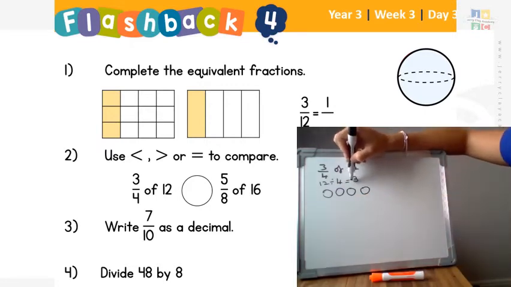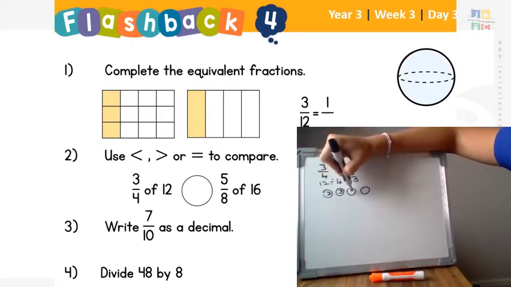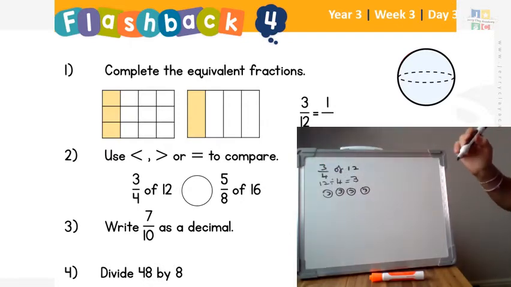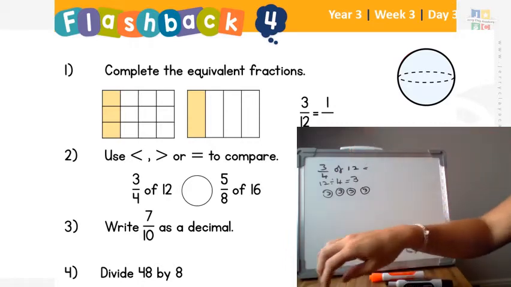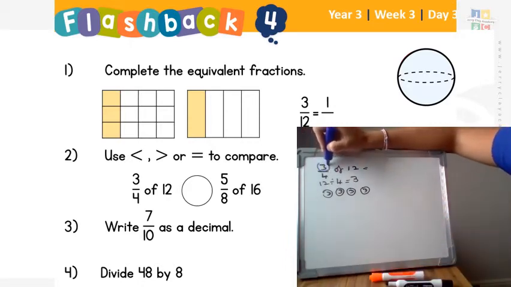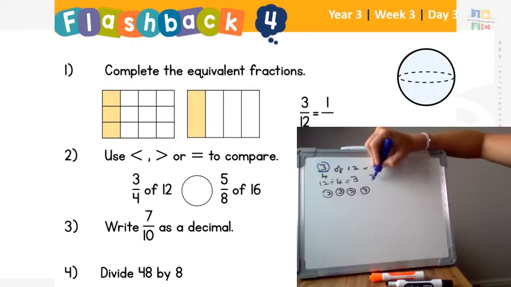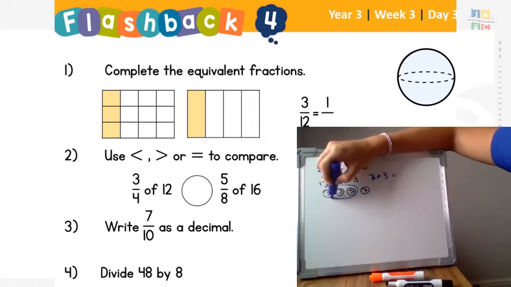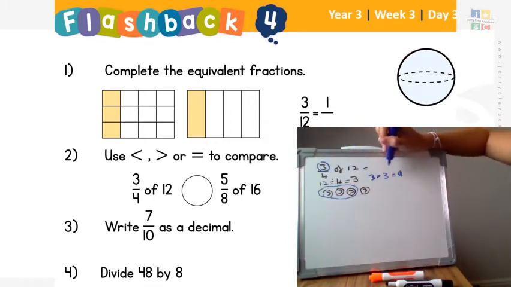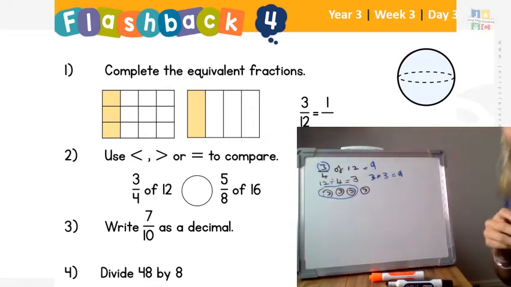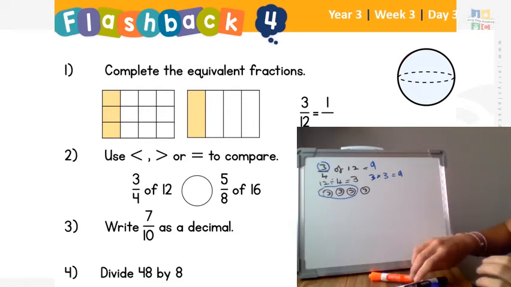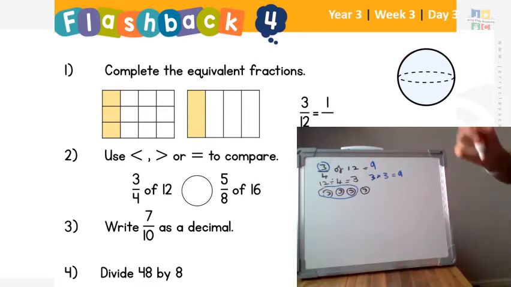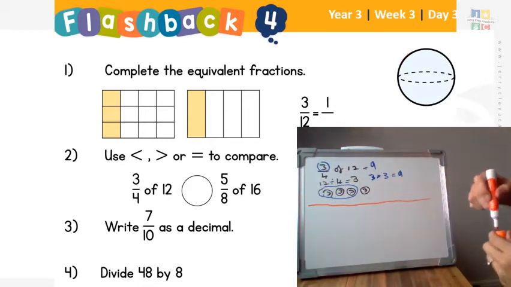There's 3 in each, so each part would be worth 3, because if we check it, 3, 6, 9, 12. However, your answer is not going to be 3 for this part, because if we look, we need 3 lots, and there's 3 in each, so we can do 3 times 3 to find your answer would be 9. So we know that 3/4 of 12 is 9, but we still haven't finished. We now have to do the other part. So I'm going to draw a line between that. So that's my first section.